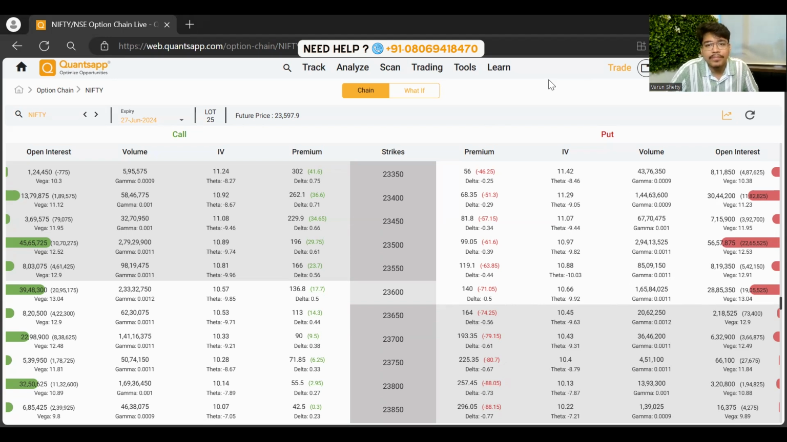You can think of it this way. If Nifty moves up by 1 point, or if Nifty's future price increases by 1 rupee, the effect of that on an option's premium is signified as delta. Okay, so you can see the delta is 0.5 on the call side as well as on the put side for the at the money strike.